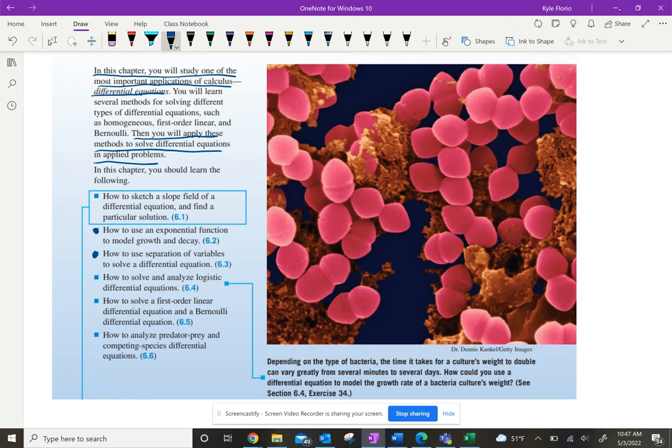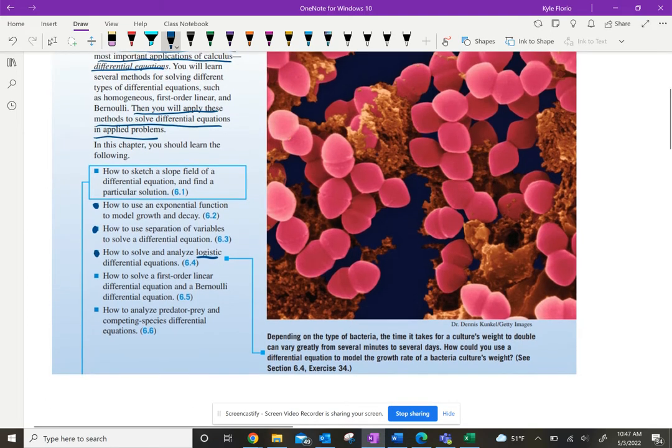The main reason I want to get into this chapter is because I want to look at something called the logistic equation, which models population growth, which can also model stuff like disease spread. A lot of graphs on TV during COVID involve the logistic model, which is kind of neat.